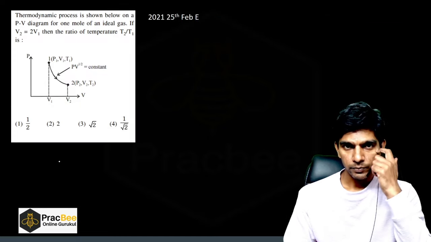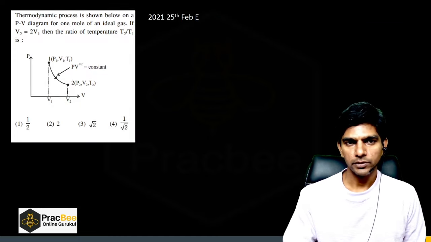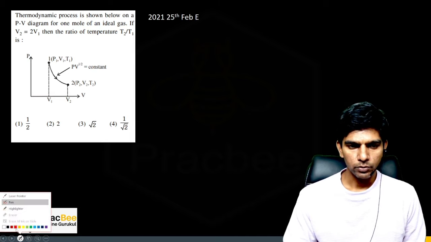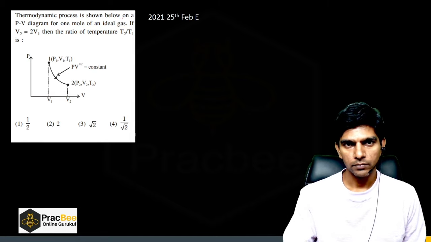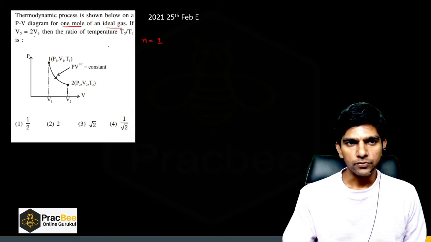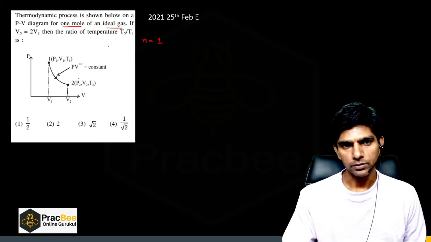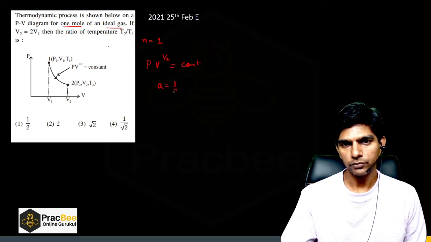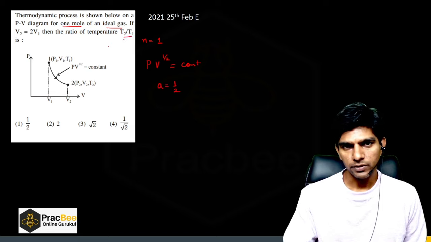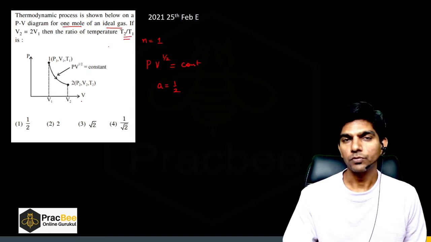So let us see a typical question for this particular section. We have a thermodynamic process on a PV diagram for 1 mole of an ideal gas. So n is given. If volume V2 is 2 times V1, then find the ratio of the temperatures. We have PV raised to power 1 by 2 is constant, so we can say the value of A is 1 by 2. And we have to find the ratio of temperature, and we know the ratio of volume.